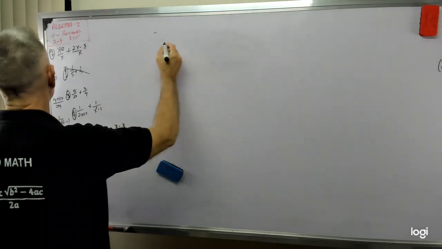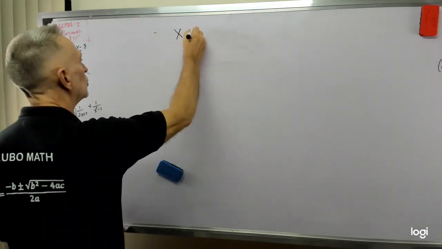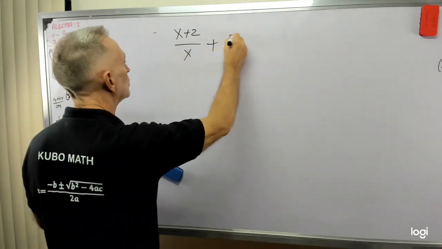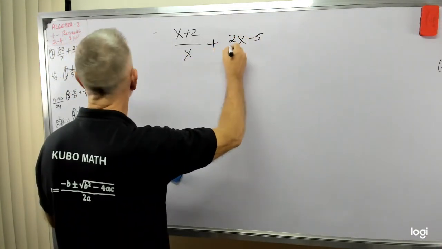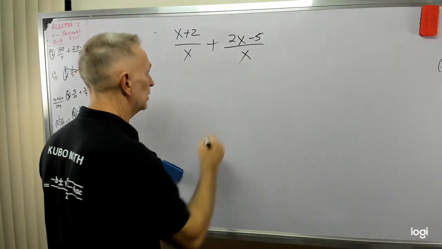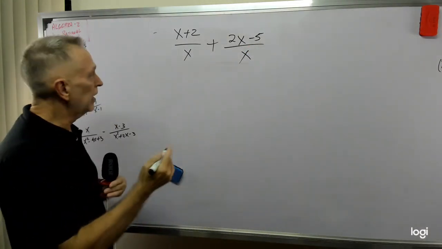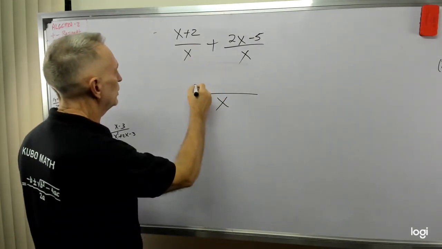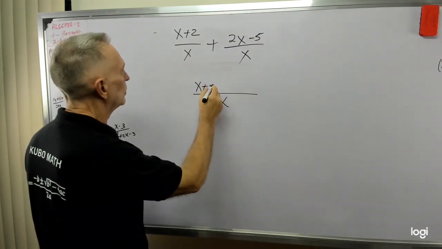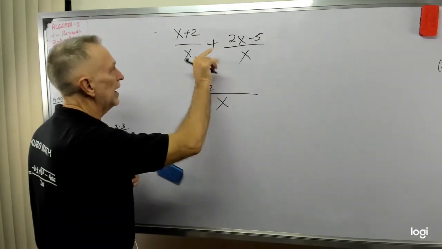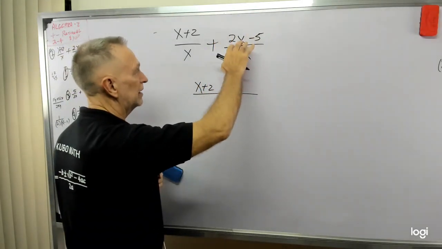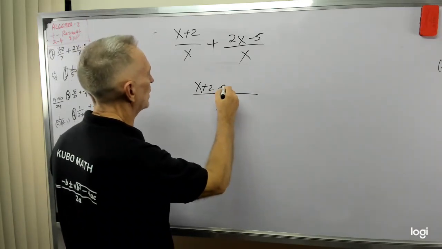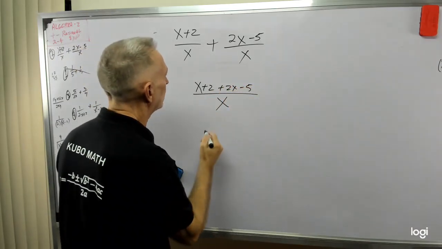All right, we have x plus 2 over x plus 2x minus 5 over x. Well, we just said if we have a common denominator, now it's all over x, so we can just take x plus 2. Now, if this were a negative, we wouldn't be subtracting just this term, so we need to be careful. So plus 2x minus 5.